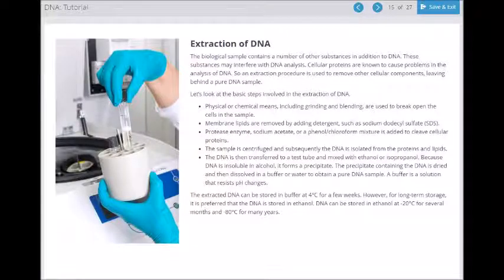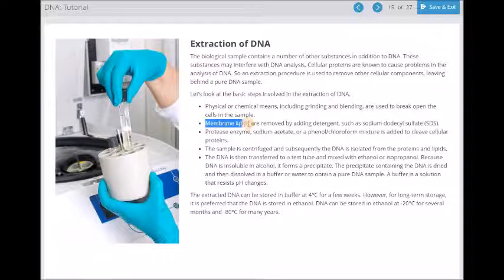Now once it gets to the actual crime lab, there are some things we have to do. Like with the DNA, there's usually more in a sample of blood than just the DNA. There are some other things, specifically some cellular proteins, and they can start to actually break down the DNA. It also causes problems with the chemicals used in the sampling procedure. So the first thing you're going to want to do is remove all those things and get down to just the DNA. You can do this with physical or chemical means. That includes grinding and blending.